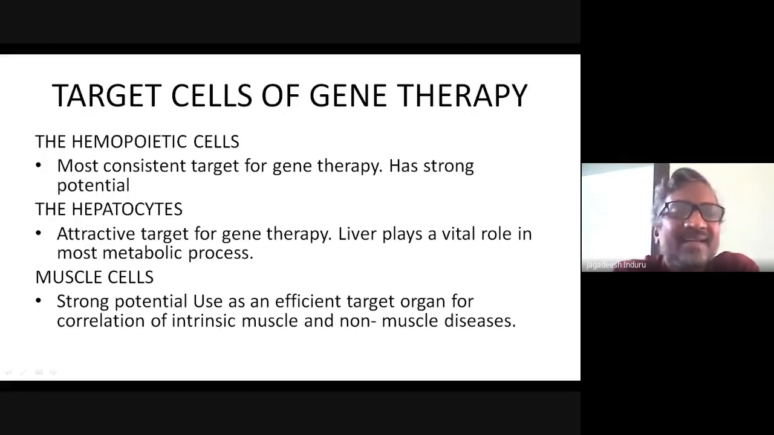And the third gene target is the muscle cell. It also has great potential as an efficient target organ for the correction of intrinsic muscle and non-muscle tissue diseases. Most of the time, muscular tissues and non-muscular tissues are affected by diseases. There may be cases that are muscular in nature, that is, the muscle mass present on the exterior having a non-muscular disease, actually pain related or anything. Another one is nerve cells or blood.